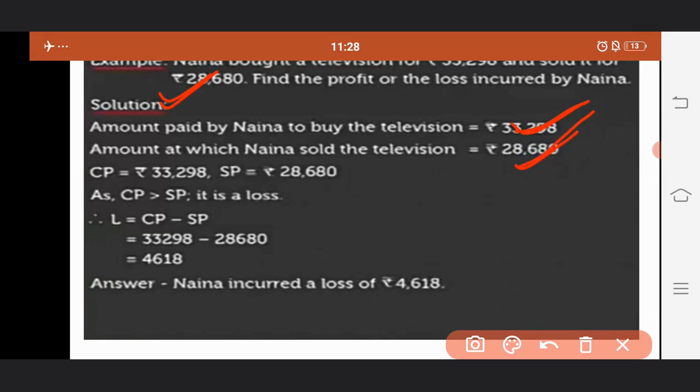On comparing both the prices, we found that the cost price was more, that the amount she paid to buy the television was more than the amount she is getting by selling it. So clearly she is suffering a loss, whose formula is loss equals CP minus SP, and hence Naina had a loss of rupees 4,618.